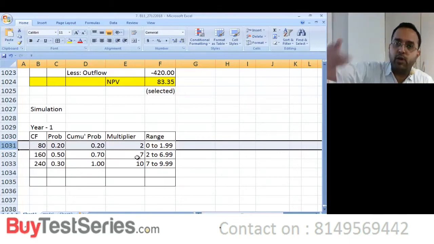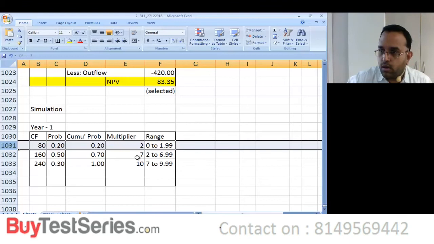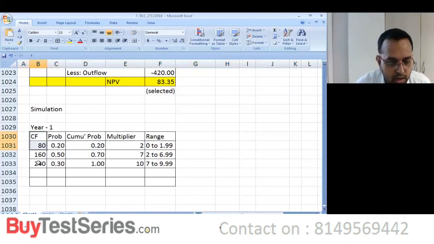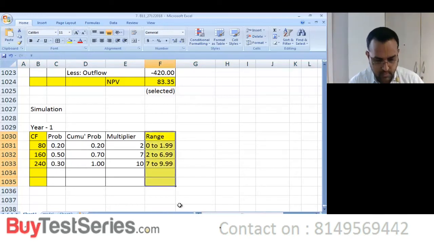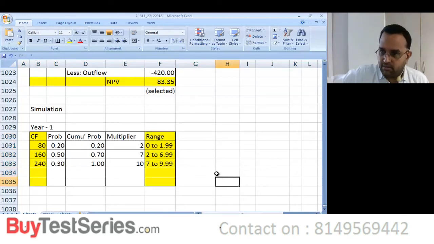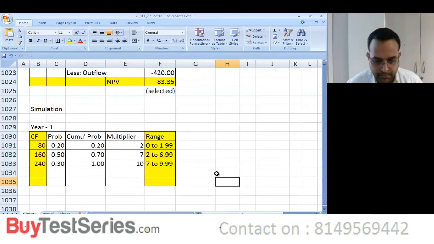This is what you will repeat for year 2, year 3 and year 4. And then you understand only the cash flows and you understand only the range. Using the set values, you will calculate the net present value in each scenario. Go ahead.